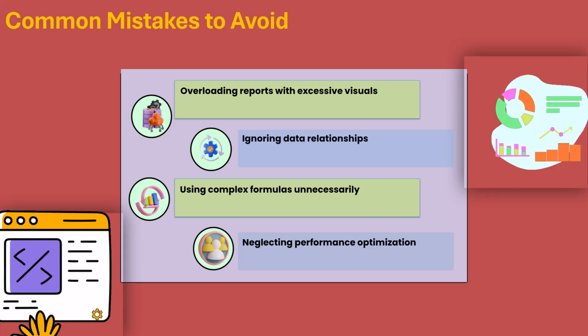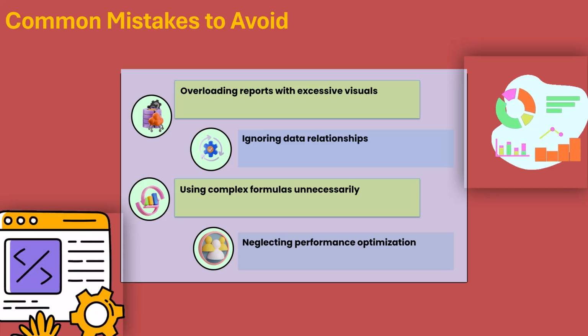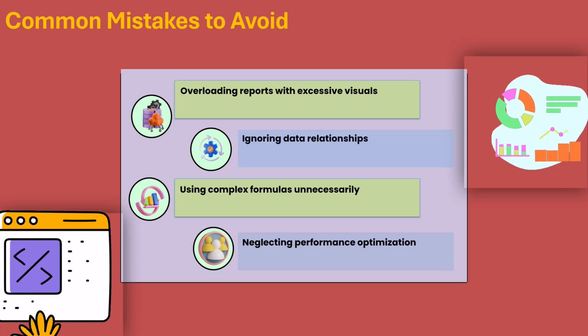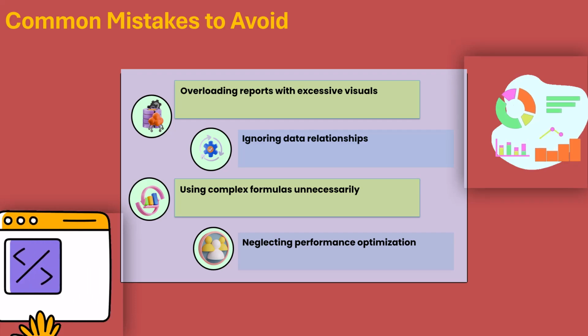Mistakes happen, but let's avoid them. Too many visuals can turn reports into a mess. Ignoring relationships leads to disconnected insights. Complex formulas, sometimes they're just overcomplicating simple tasks. And slow reports, that's like waiting for a web page to load forever.